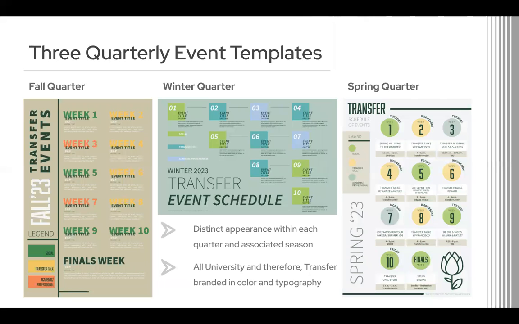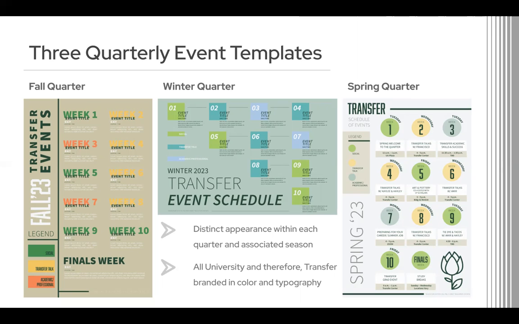So for fall quarter, you can see I used fall-like colors. They're warm. It reminds me of autumn leaves. Winter quarter, you can see more cool tones and the heavy use of blue. And then spring quarter, I wanted to create a feeling of lightness and airiness, hence the minimalist background. And of course, the little symbol in the corner you see there. But what's important to note is that there is a distinct appearance with each quarter and associated season. And they are all university and therefore transfer branded in their color and typography.